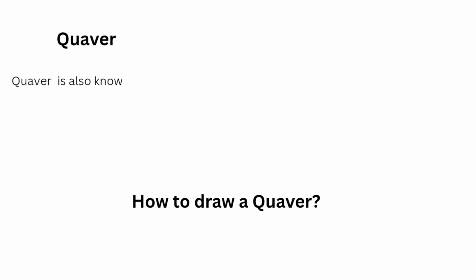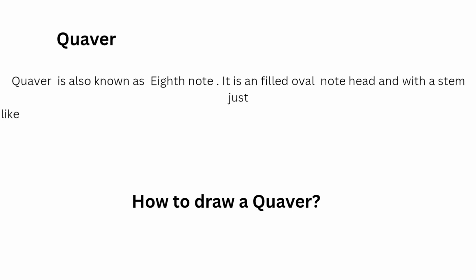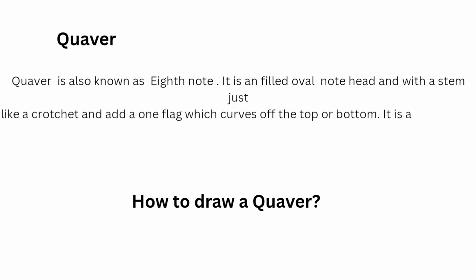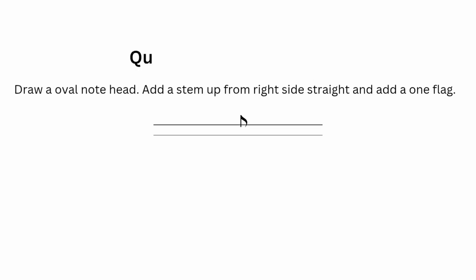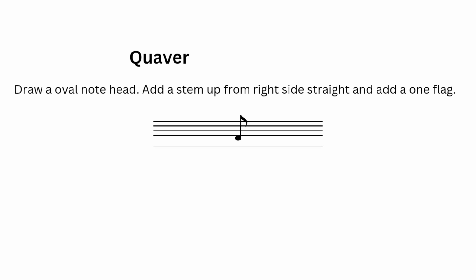Quaver. Quaver is also known as an eighth note. It is a filled oval note head with a stem, just like a crotchet, and add one flag which curves off the top or bottom. It is a duration of 1/2 count. How to draw a quaver? Draw an oval note head, add a stem from the right side straight, and add one flag.